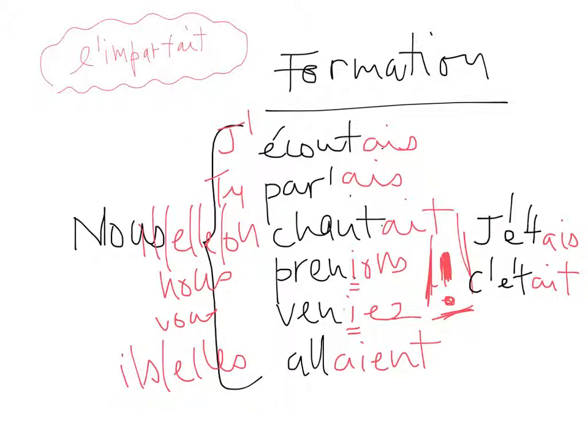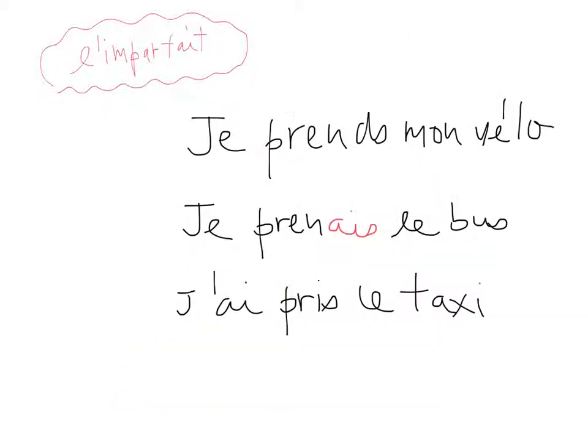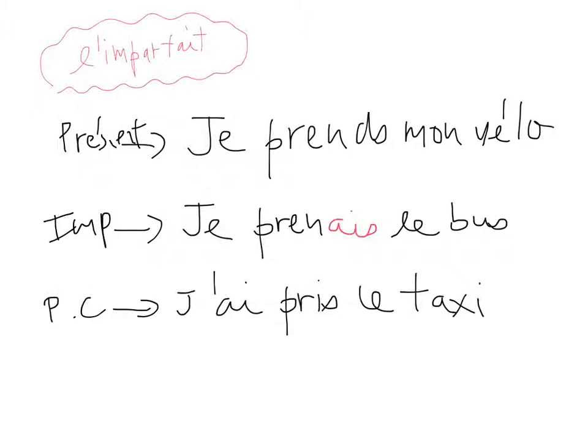Let's now take a look at what this means when you use this. Very simple. If you take a look here, we have all the three tenses you know by now. Je prends mon vélo, which is present tense. I take my bike. Je prenais le bus, which is imperfect tense. And passé composé, j'ai pris le taxi. I took a taxi.